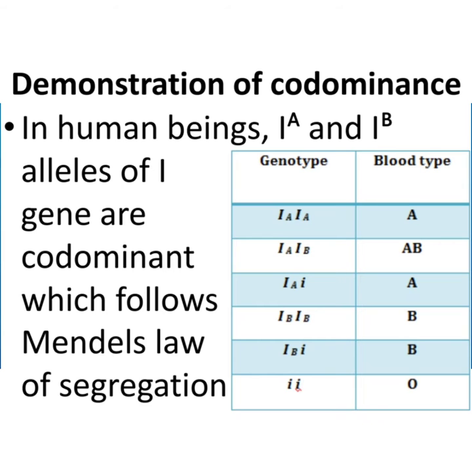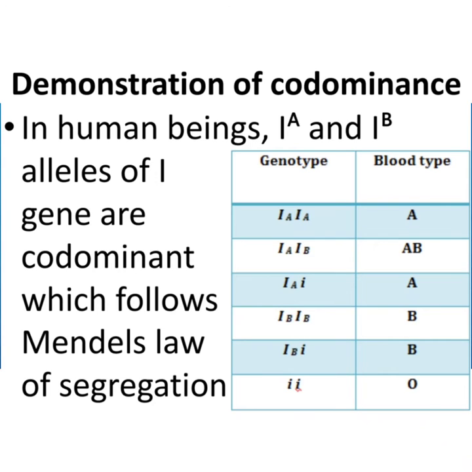So in human beings, I^A and I^B alleles of the I gene are codominant, which follows Mendel's law of segregation. In the table on the right side, you can see the genotype and the blood type. I^A I^A, the blood group is A. I^A I^B, the blood group is AB.